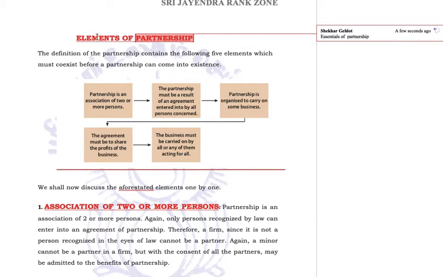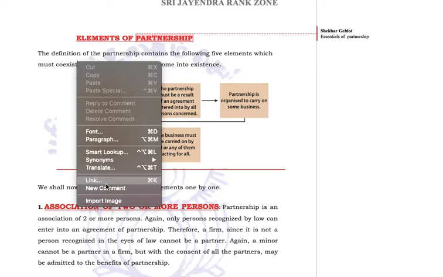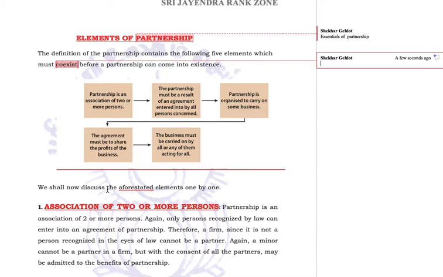The definition of partnership contains the following five elements which must coexist before a partnership can come into existence. Coexist means all must exist at the same time. Even if one is missing, the partnership may not be a partnership.